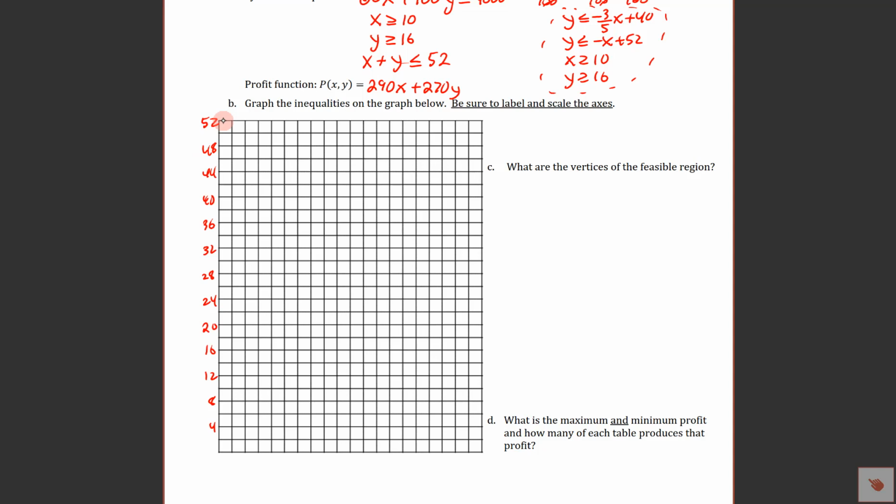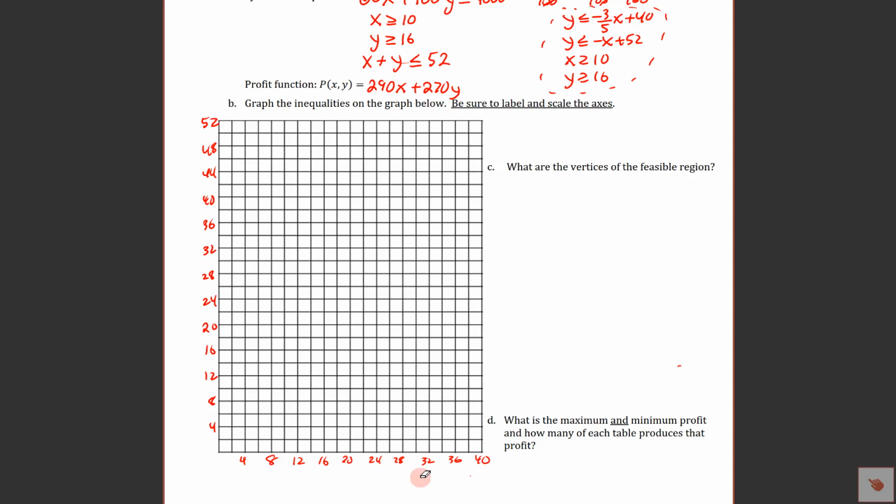Now, it does make it easier if we do the x and the y axis both using the same scale. That's going to make it easier to graph these by hand, but we can double check this on the calculator. So this is 4, this is 8, this is 12, this is 16, this is 20, 24, 28, 32, 36, and 40. So we've got this scaled.